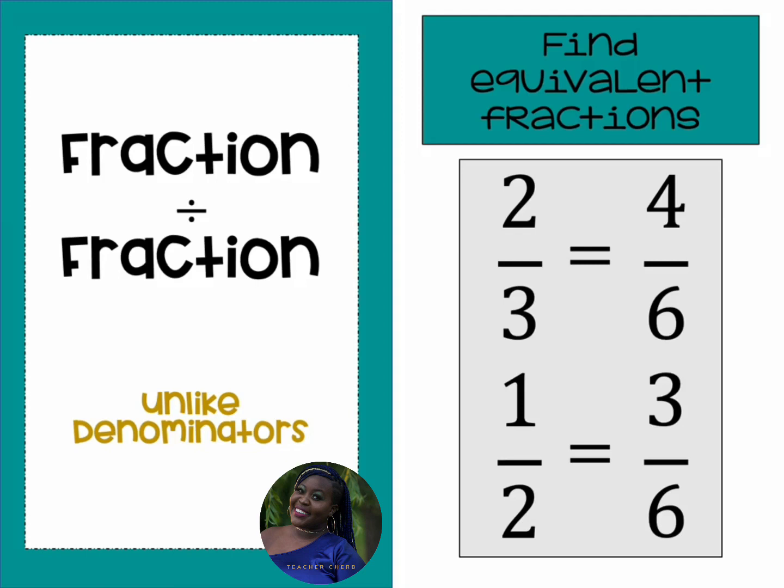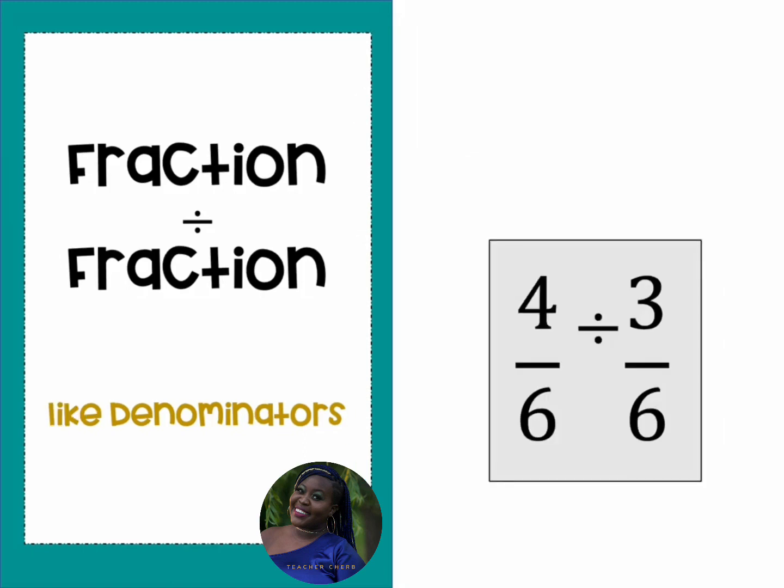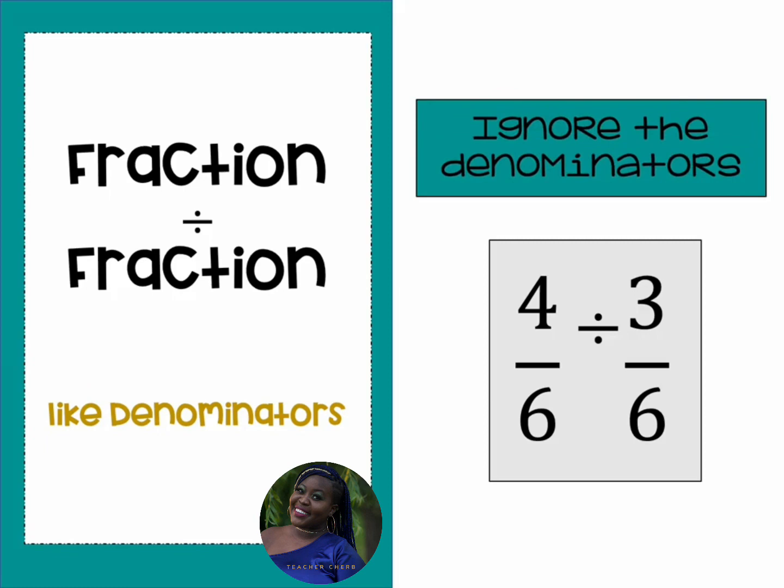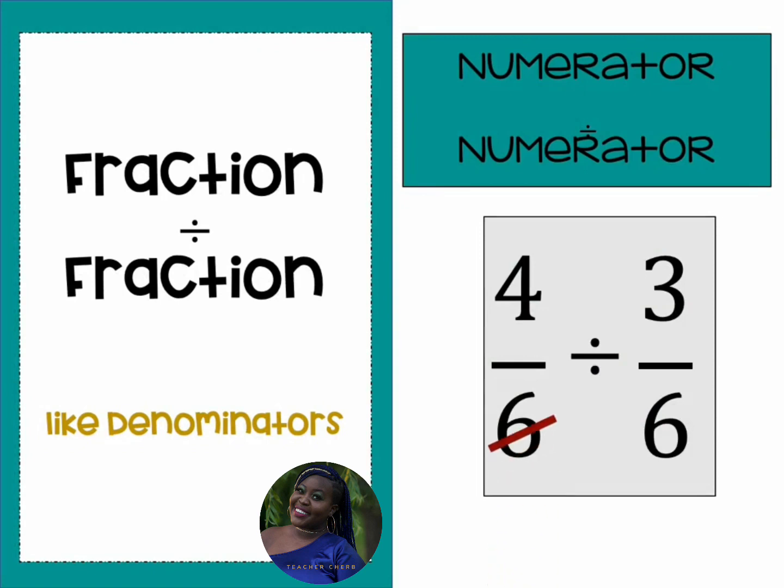Remember, the reason we're doing this is so that we can have the same denominators. If your denominators are the same, then you can just go ahead and work the problem out. You have 4/6 divided by 3/6. Your denominators are the same. Do you remember what we are going to do? Yes, we are going to ignore the denominators. If they're the same, you just ignore them. You can cross them out or put an X to show that you're ignoring them.